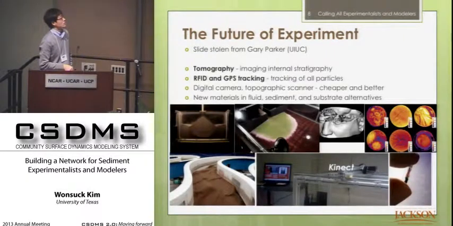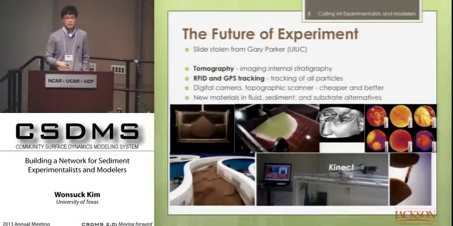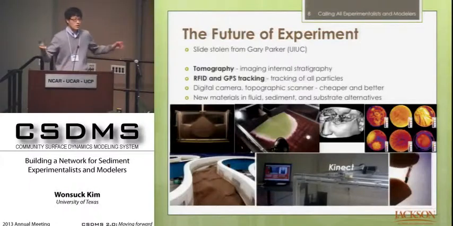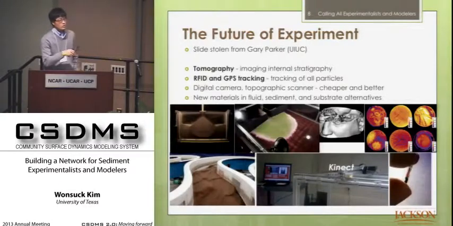Digital cameras and topographic scanners are getting cheaper and getting better. One of my undergrad students is working on making the Kinect a topographic scanner. I purchased my big scanner from the St. Anthony Falls Laboratory for my step basin. It was $200,000. Kinect, $200. Digital cameras are getting high resolution. I can put digital cameras in and see the grain size scales in my experiments.